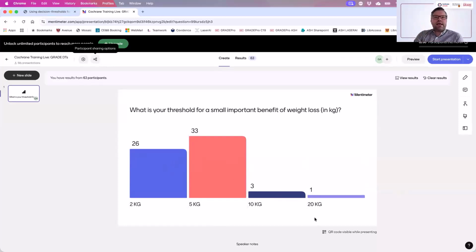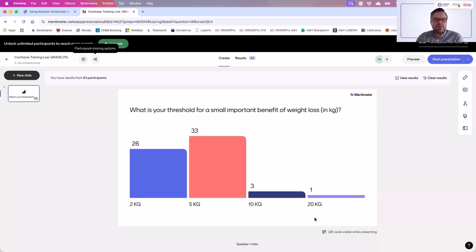So you can consider this as an approach, for example, if you don't have published evidence, that a survey of decision makers can help gauge what would be typically considered the threshold for a small important benefit. You could also ask about moderate and large benefit in terms of weight loss.